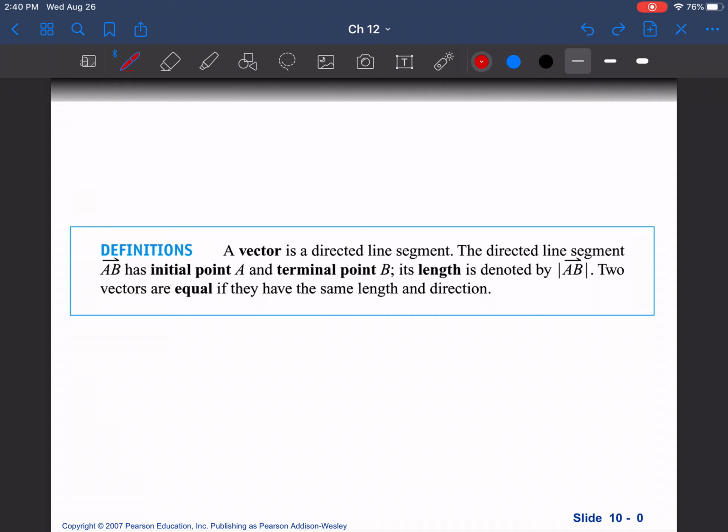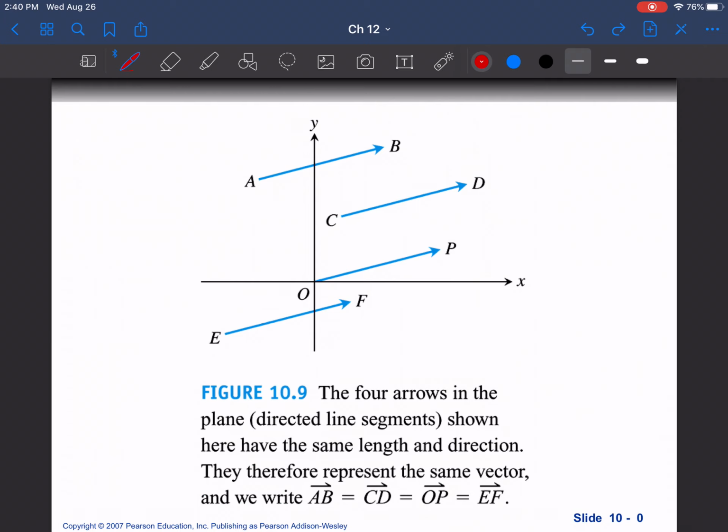Two vectors are equal if they have the same length and direction. Notice this does not require that they have the same initial or terminal points. Essentially what that means is we can move vectors around, and it stays the same vector as long as you don't rotate it or change its length. So you can just move it around from point to point, and it's the same vector. That's essentially what that is telling us.